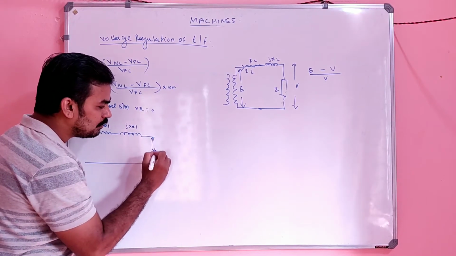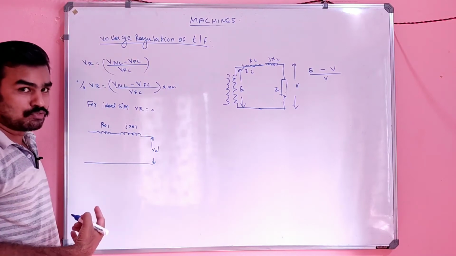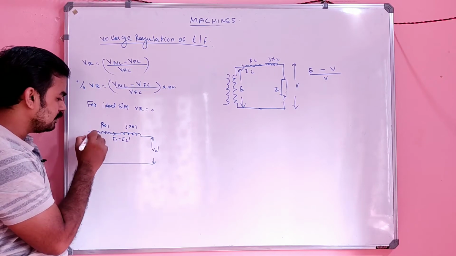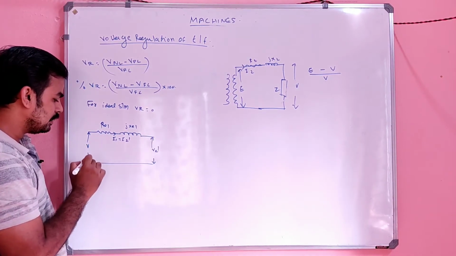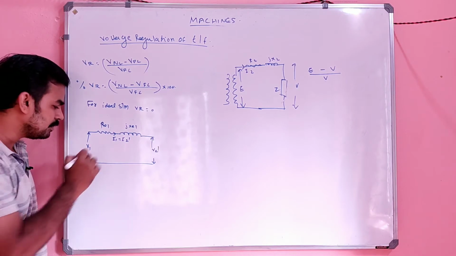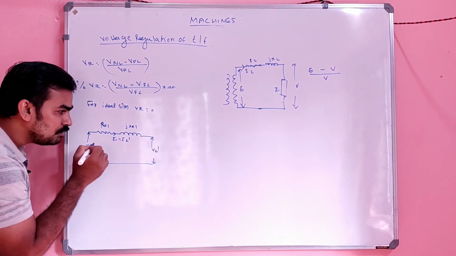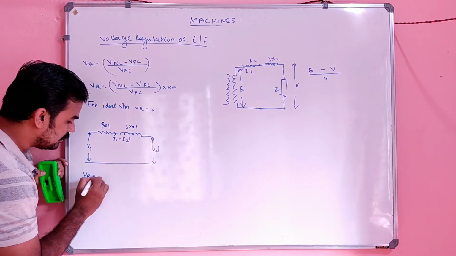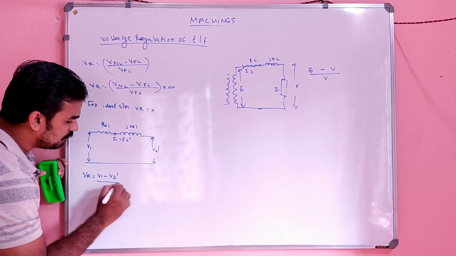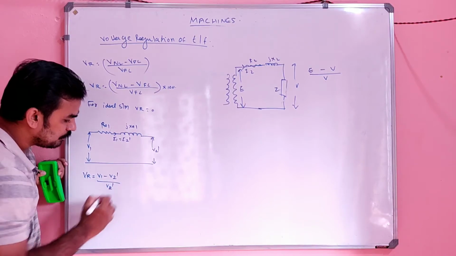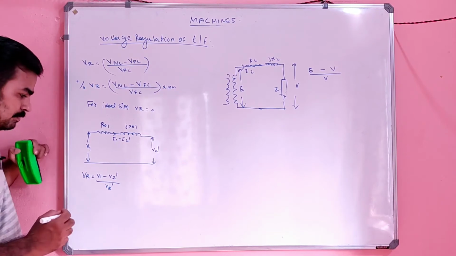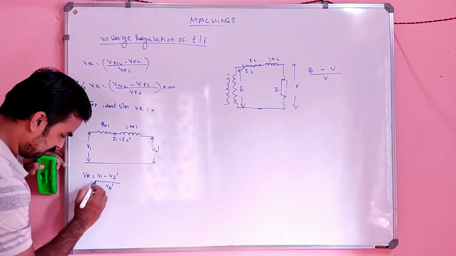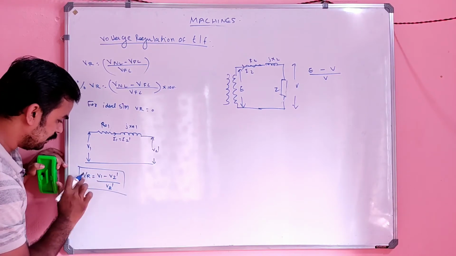So this voltage is nothing but V2 dash, because V2 is transferred to primary. This current is I1, which is nothing but I2 dash, and this is simply V1. So in terms of this equivalent circuit of a transformer, we can say that voltage regulation is nothing but V1 minus V2 dash divided by V2 dash.